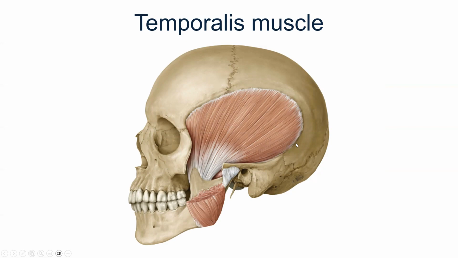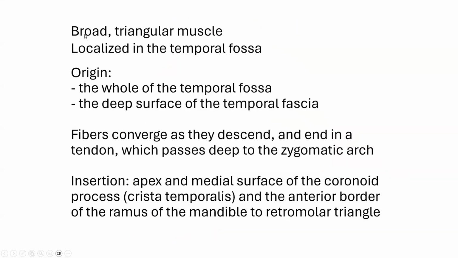Temporalis muscle. Though it is the largest muscle of mastication, it has a very small attachment on the mandible, most commonly on the coronoid process and the anterior border of the coronoid. But a little bit, it also attaches on the ramus as well. Very little. It is a broad triangular muscle localized in the temporal fossa. Its origin is the whole of the temporal fossa and the deep surface of the temporal fascia.